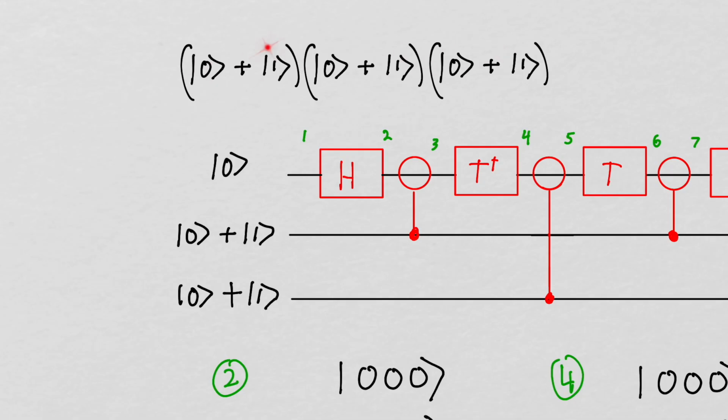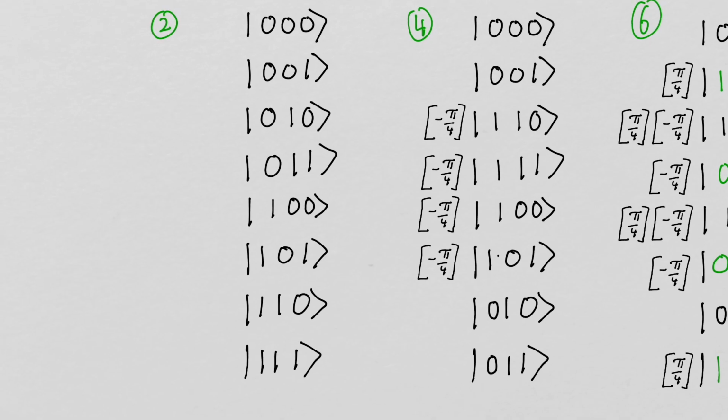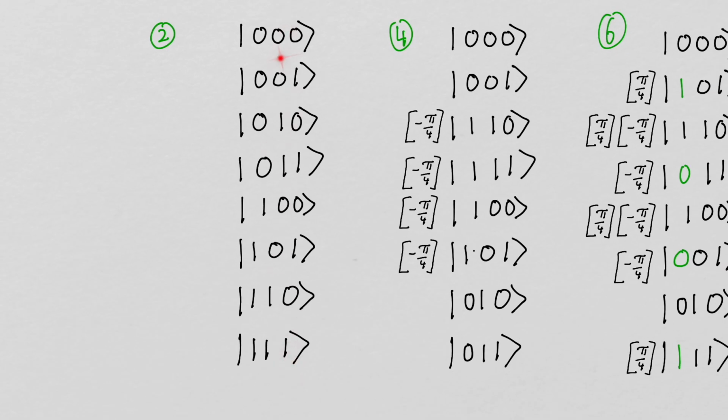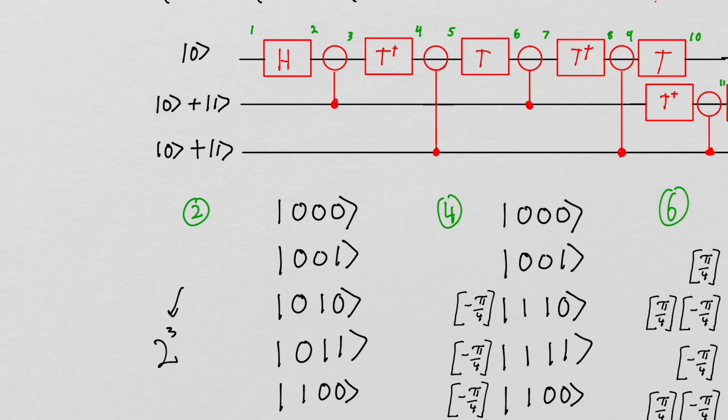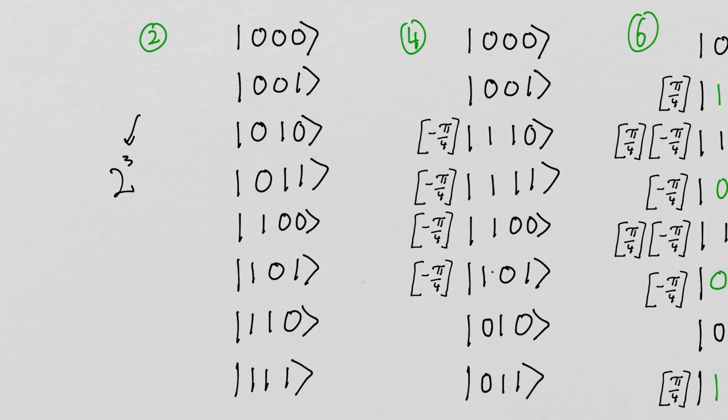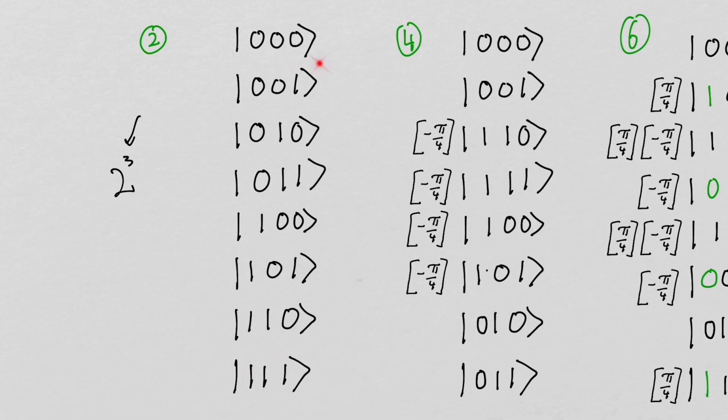If you were to expand this whole thing, you would get all of these states. This is 1, 2, 3, 4, 5, 6, 7, 8 states, right? Which is, of course, 2 to the third power, where 3 is the number of qubits of our computer. So our computer has 3 qubits, 2 to the third power. That's the total number of basis states that you need to describe an arbitrary state of the quantum computer.